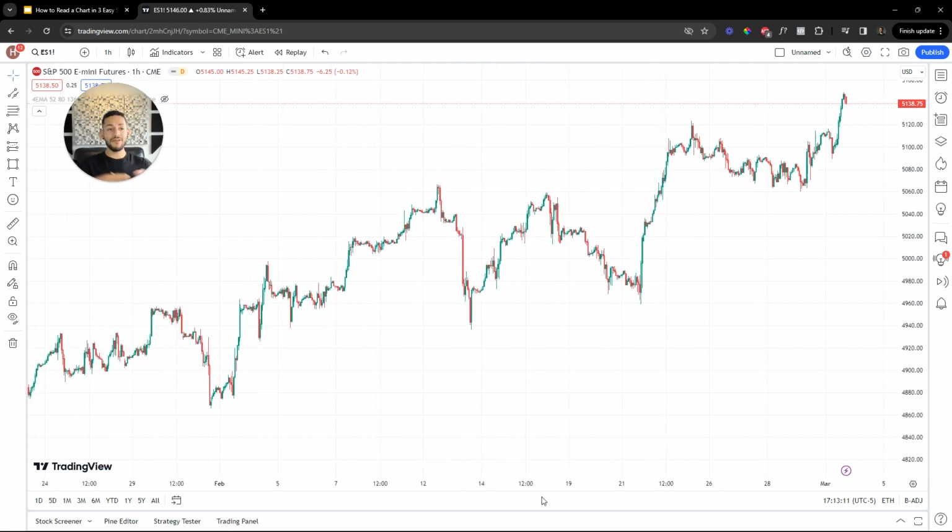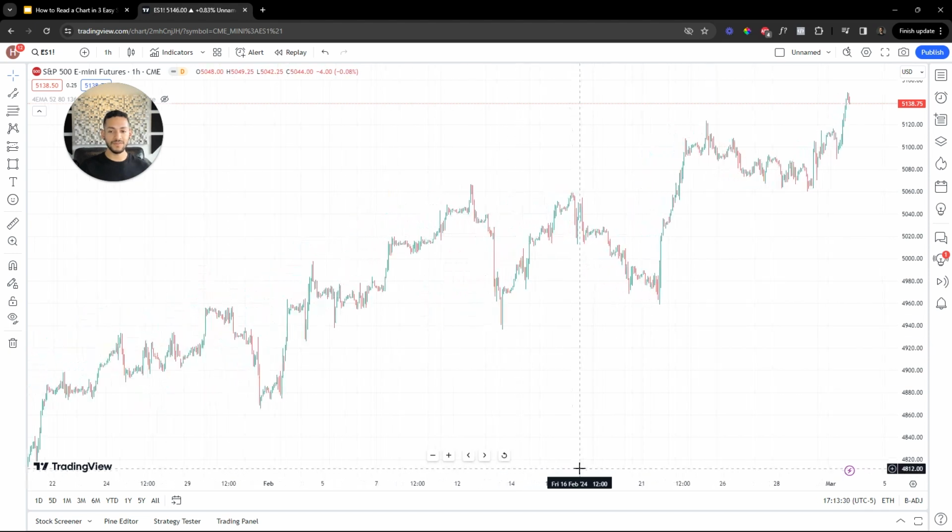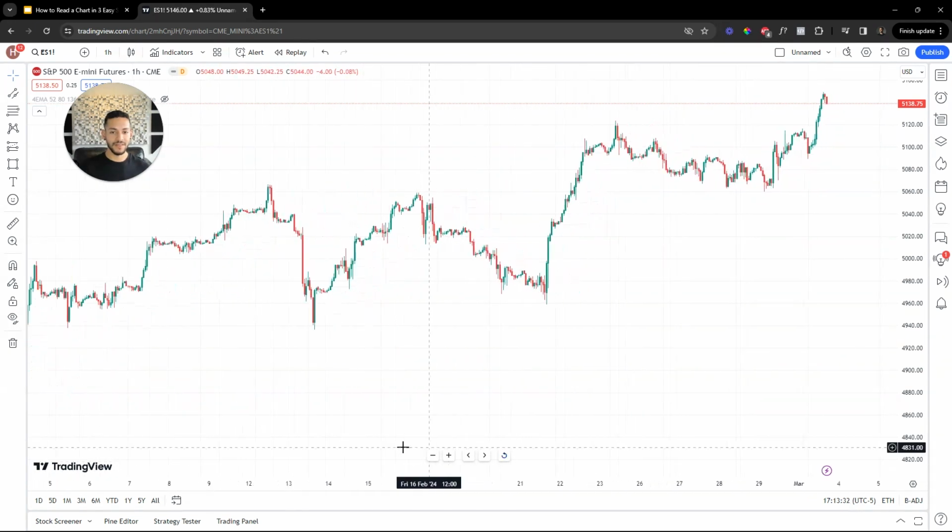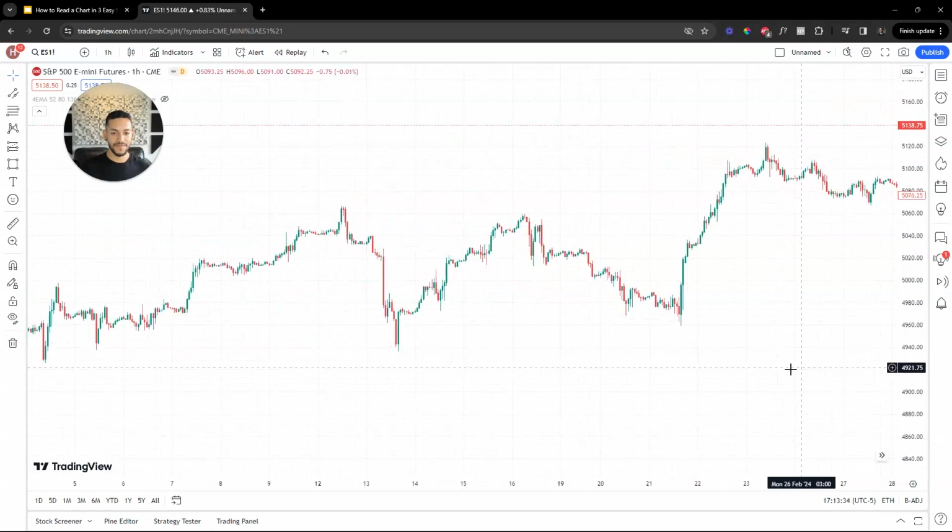Again, you can have very big time trends over months, years, maybe weeks. You could also have small trends within 5 minutes, 10 minutes, an hour. Right now, we're looking at the 1 hour chart. And so we're going to identify a couple of trends. Let's start with a couple of small ones here.